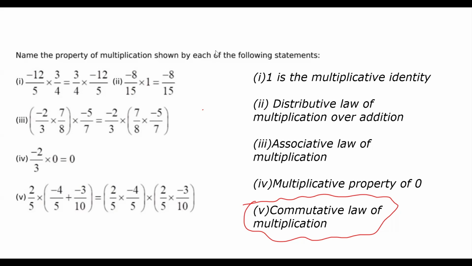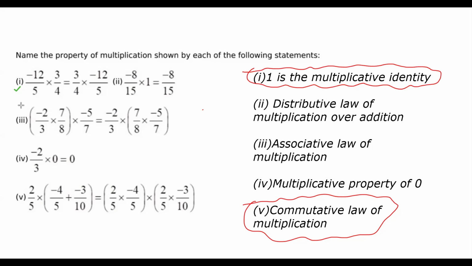In this second part, we have this. You can see that a number multiplied by 1 is the number itself. So this is called what? The multiplicative identity property, right? 1 being the multiplicative identity.